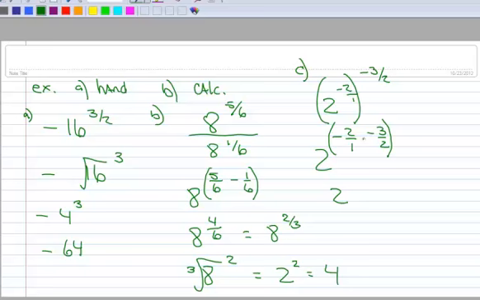When we multiply fractions, we just multiply across. Negative times a negative is a positive. 2 times 3 is 6. And 6 divided by 2 is 3. So this just becomes 3. And 2 to the 3rd is 8. And let's do one more here.